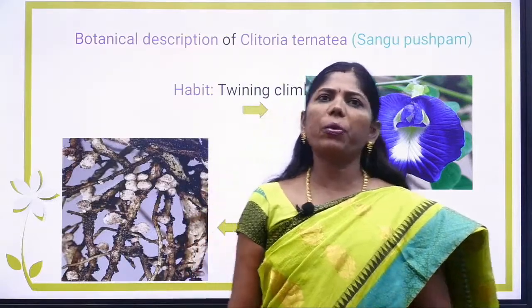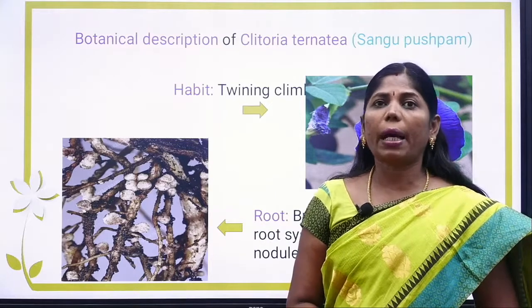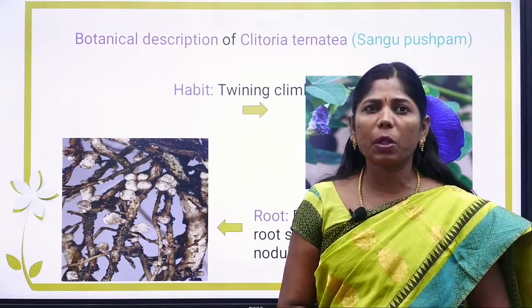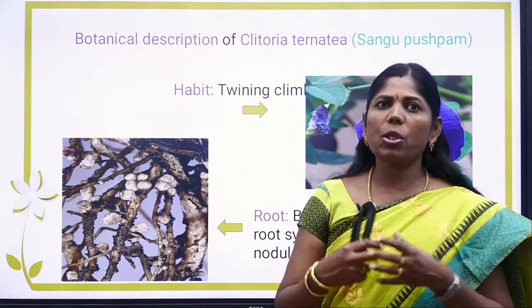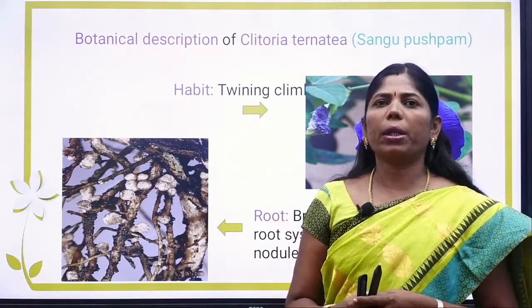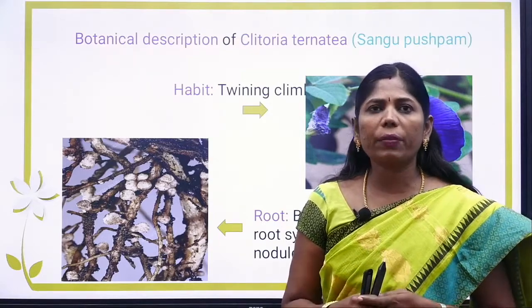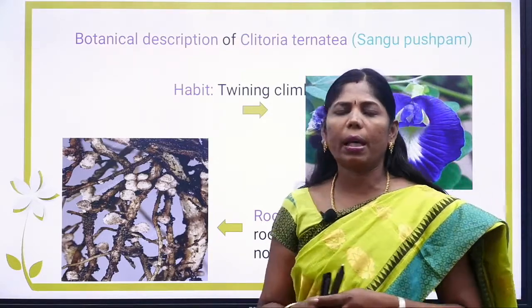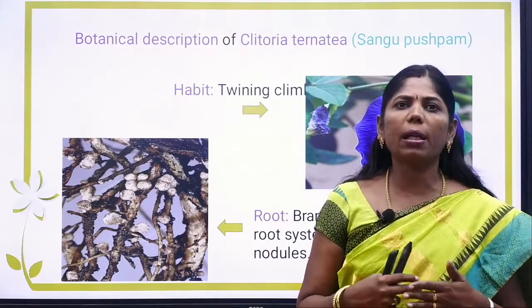So what type of root system is in Clitoria ternatea? Already we discussed, that is the taproot system, because it belongs to the class Dicotyledonae. So what is the nature of the root in Clitoria ternatea? That is a leguminous plant, which is associated with some other organism. They exhibit a mutual relationship, that is a symbiotic relationship.